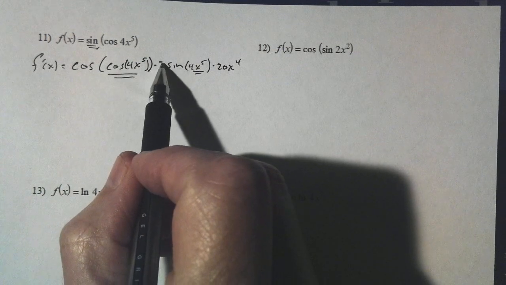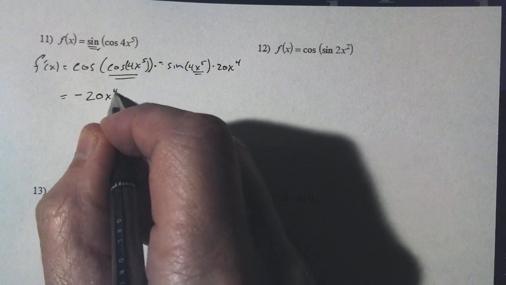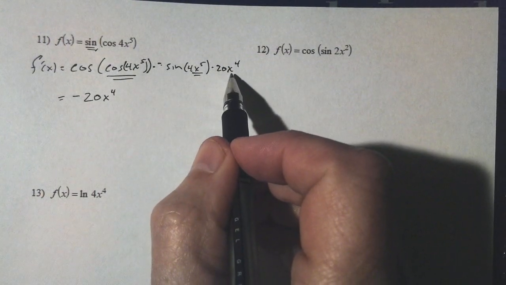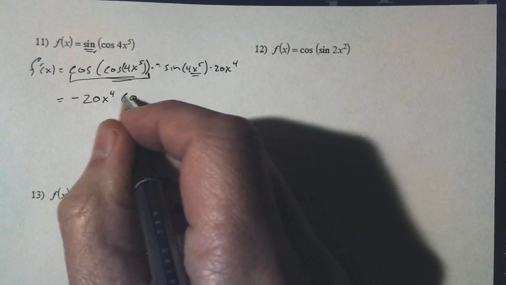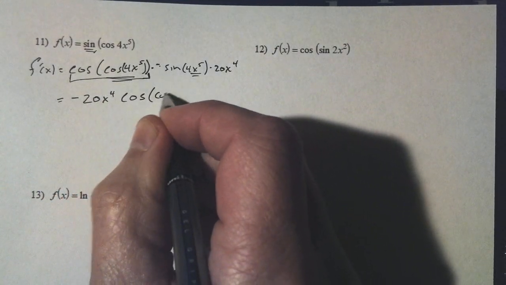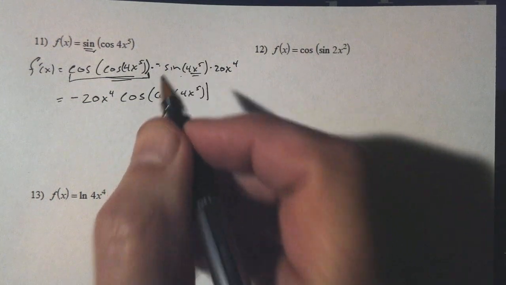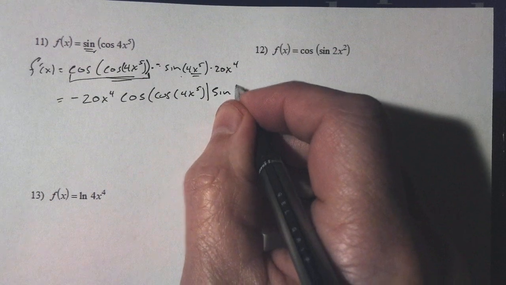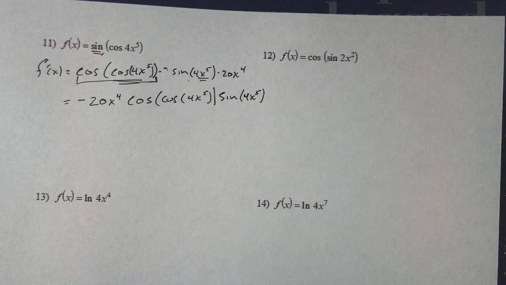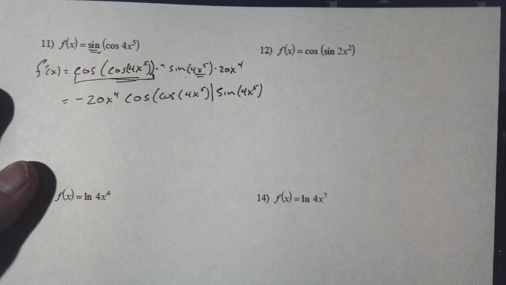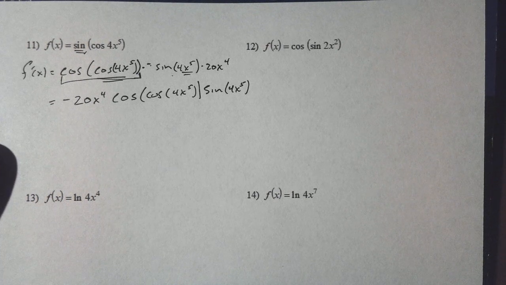So what do we have? We have a single negative. We have a little polynomial factor, 20x to the fourth. We've got this first mess, cosine of 4x to the fifth, and then a sine of 4x to the fifth. And now, if you haven't tried one of these yet, pause the video and try number 12.